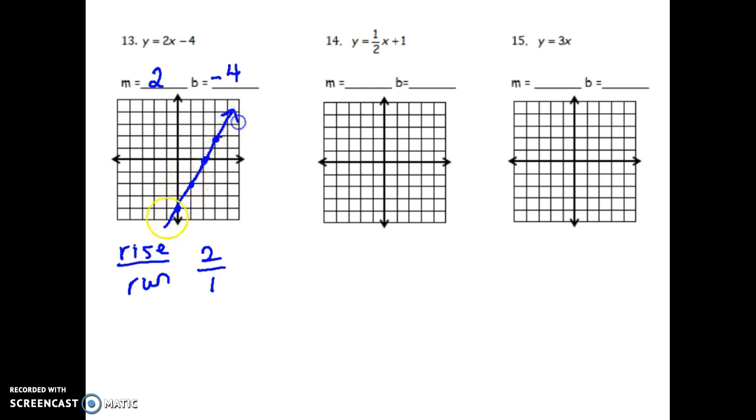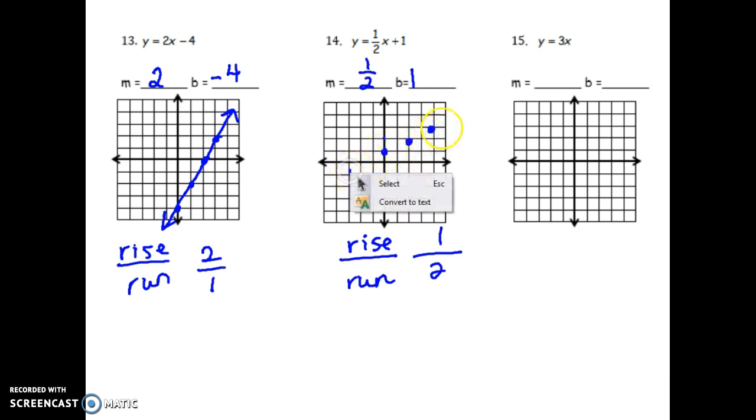Okay, here's my equation. Number 14, slope is 1/2, y-intercept is 1. So rise over run would be 1/2 for my slope. So rise 1 over 2, rise 1 over 2. The equation looks like this. The graph looks like that. Okay, in this case, my slope is 3. My y-intercept is 0. So I'm going to start at the origin and rise 3. I can go off the graph, so I can also go down 3 and to the left 1.